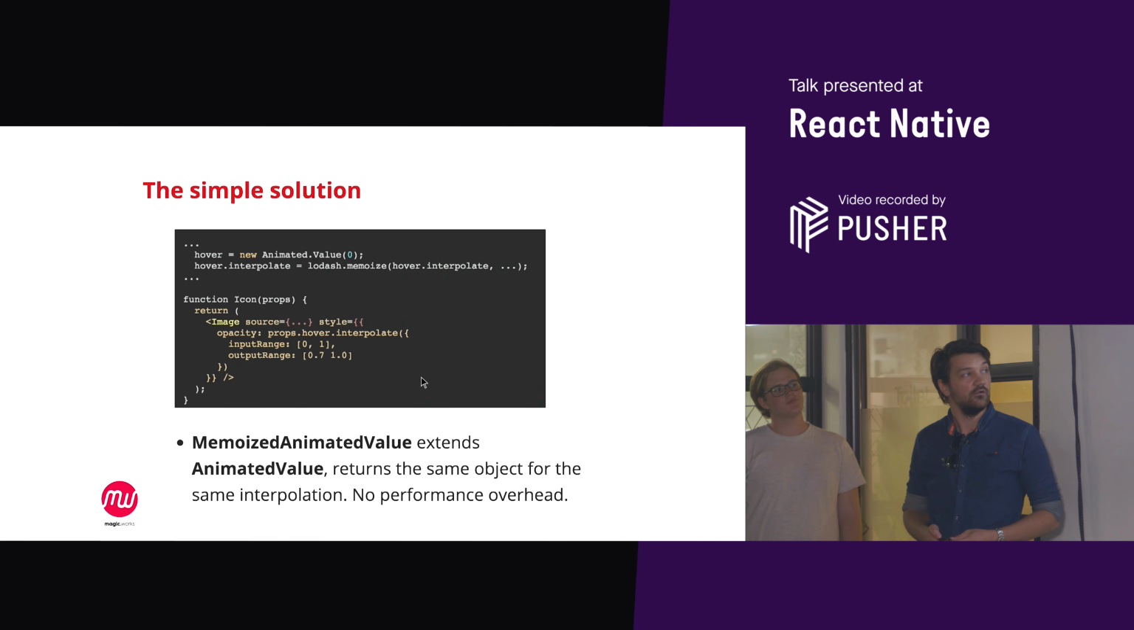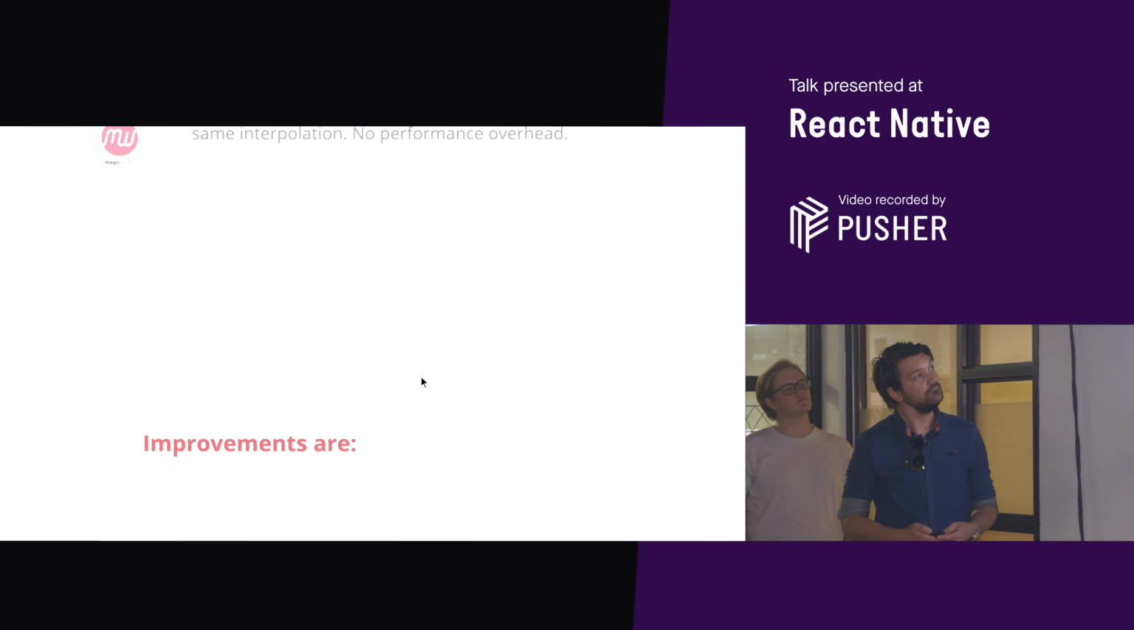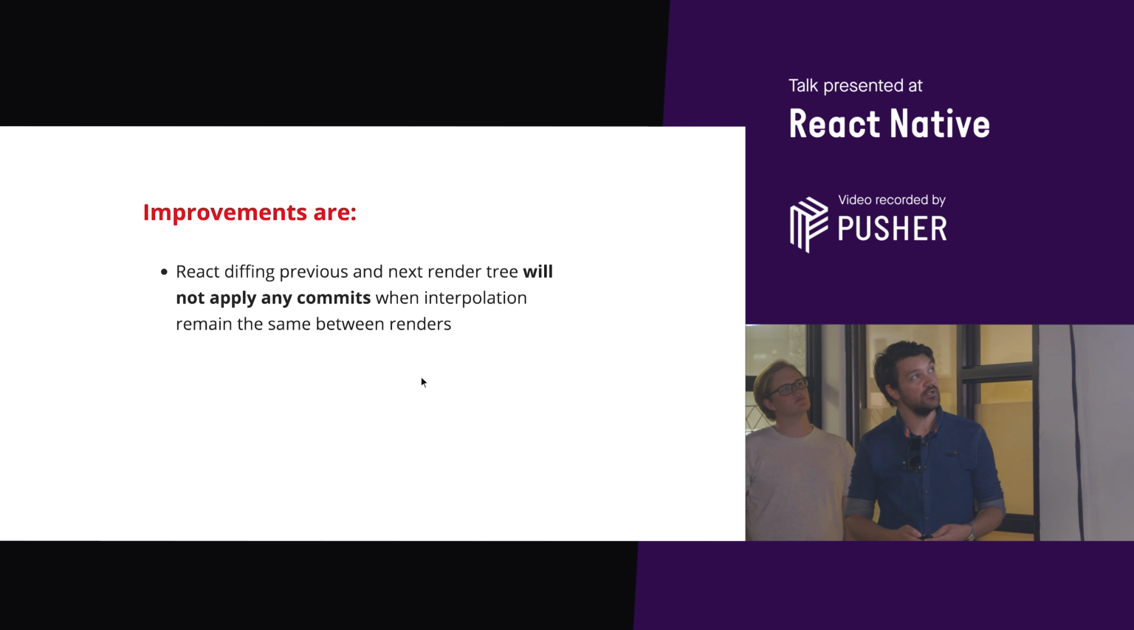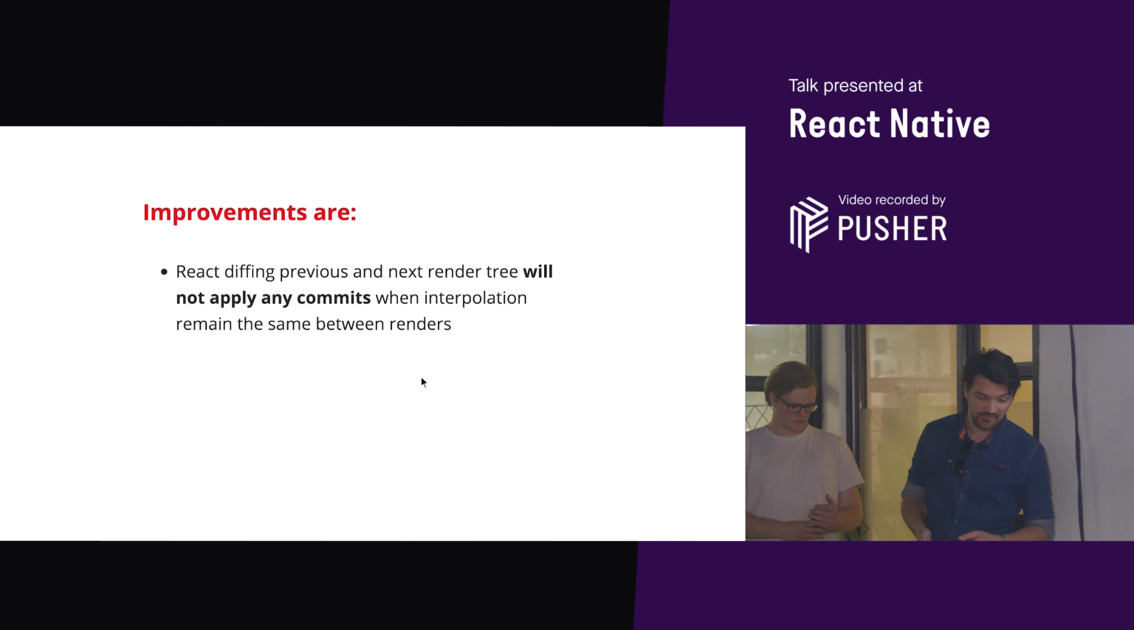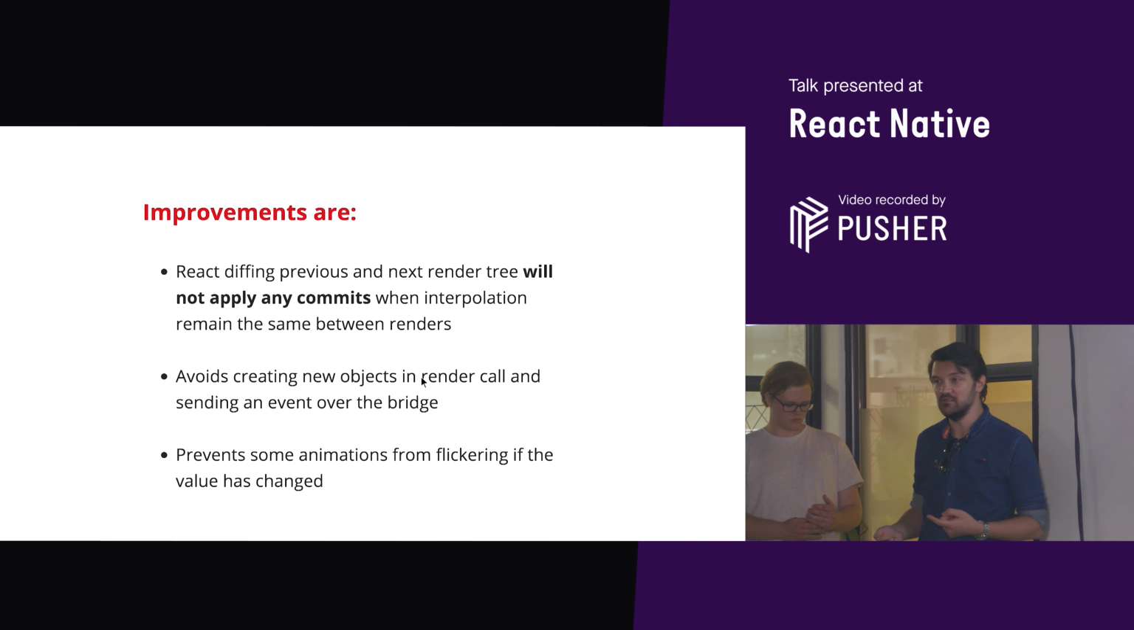create a new object called memoized animated value, which extends animated value, and it returns the same object for the same interpolation, which means we don't have to send anything over the bridge if the interpolation is the same. The improvements are that React diffing the previous and next render will not apply any commits because the interpolation will be the same. It does not create any new objects every time you call render, which sends over the bridge, and prevents some animations from flickering if the value has changed.